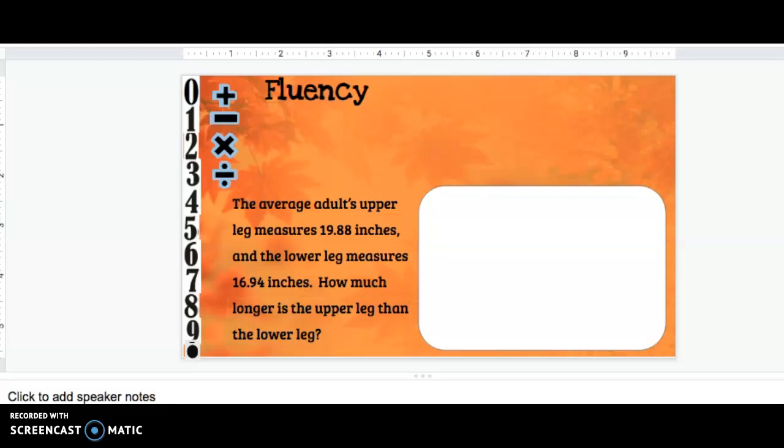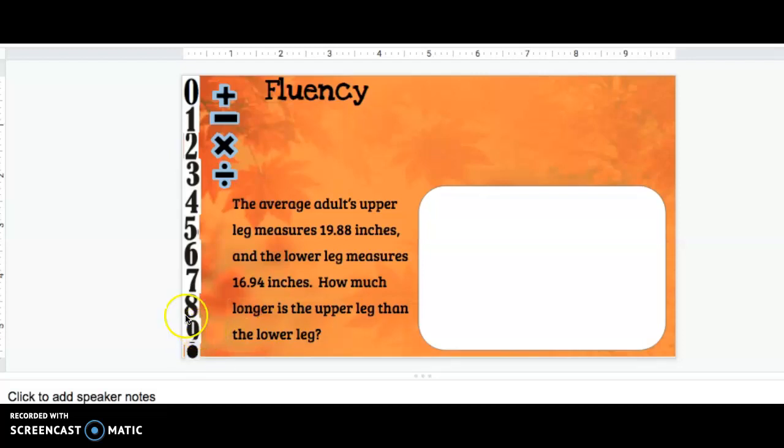All right, everyone, let's go over fluency now. So our question for today is, the average adult upper leg measures 19 and 88 hundredth inches, and the lower leg measures 16 and 94 hundredth inches. How much longer is the upper leg than the lower leg?